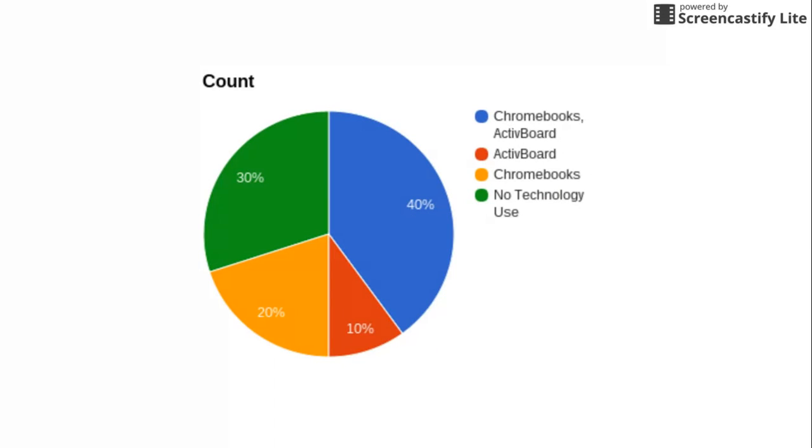One of the pieces of the walkthrough data had information on what technology was being used. And we see a lot of Chromebooks and the active board being used. And then we also see a good bit of no technology use at all. And I did note that pretty much all the lessons where technology wasn't being used, it was because technology wasn't needed for that part of the lesson.